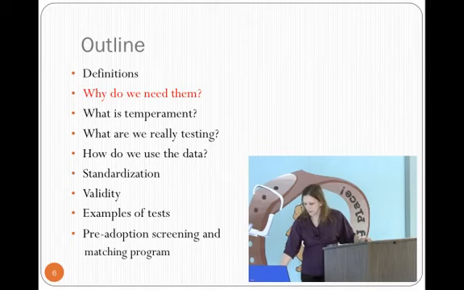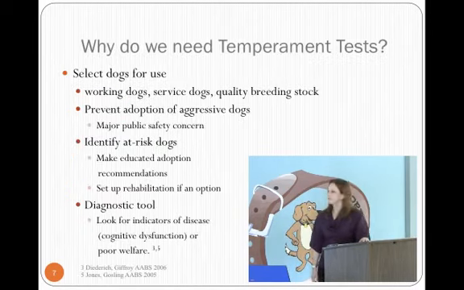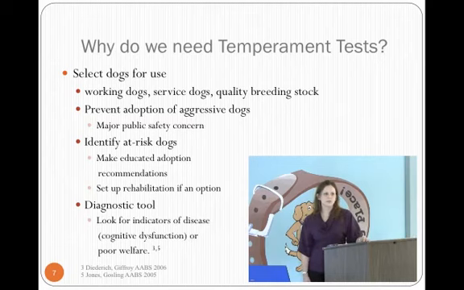So why do we need these tests? So they've been used historically for different purposes. We've used these to select dogs for different uses, such as working dogs, service dogs, identifying appropriate breeding animals. We've used it in shelter medicine mainly to prevent adoption of aggressive dogs. As you can imagine, this is a major public safety concern.